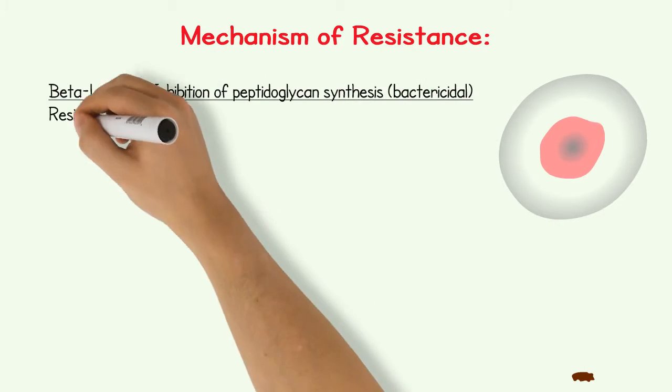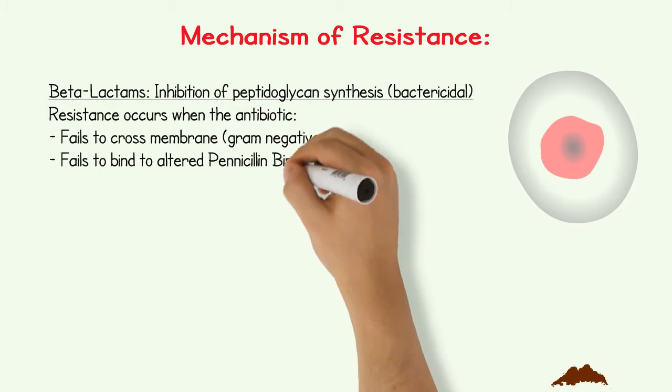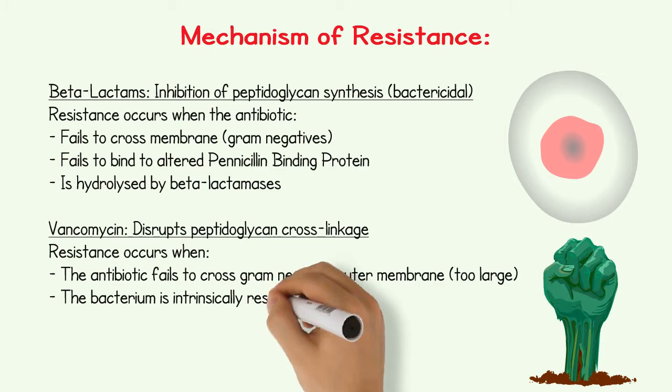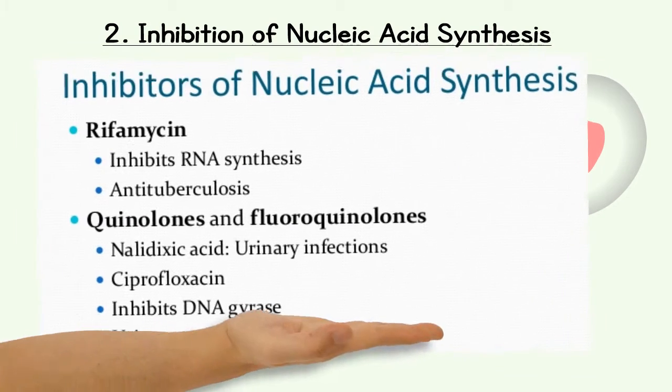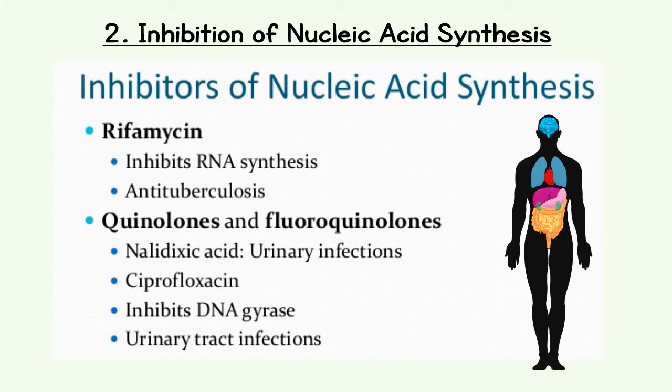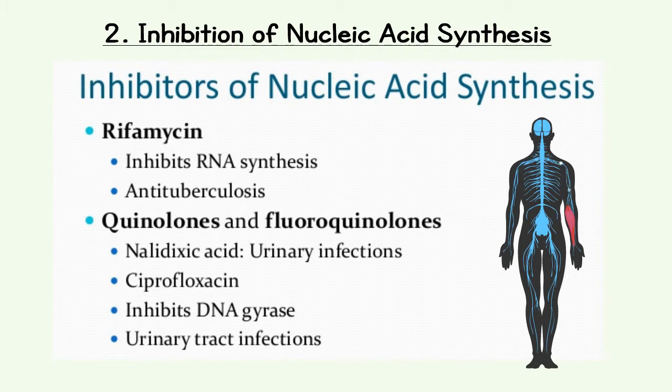An example of how resistance can occur is when the antibiotic fails to cross the membrane or when the bacterium is intrinsically resistant. Inhibition of nucleic acid synthesis inhibits synthesis of essential metabolites required for the synthesis of nucleic acid. For example, rifamycin inhibits RNA synthesis, and resistance comes about when the beta subunit of RNA polymerase is altered.